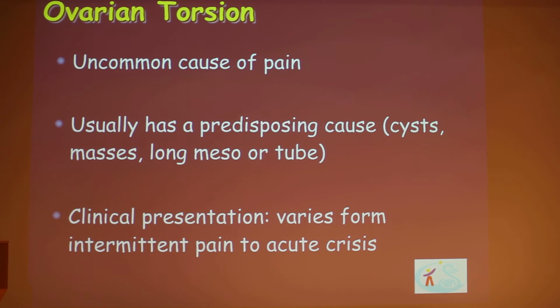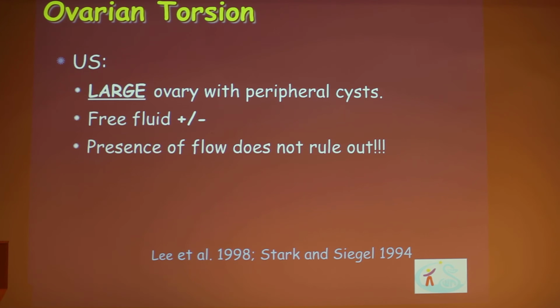And finally, ovarian torsion. This is an uncommon cause of pain, but it's important to diagnose. There's usually a predisposing cause: cysts, masses, a long mesovarium, a long fallopian tube. And the clinical presentation varies from intermittent pain to really an acute crisis. The ultrasound diagnosis shows a large ovary with peripheral cysts. There may be free fluid in the pelvis, and the most important thing is presence of flow does not rule out torsion, so don't be fooled.